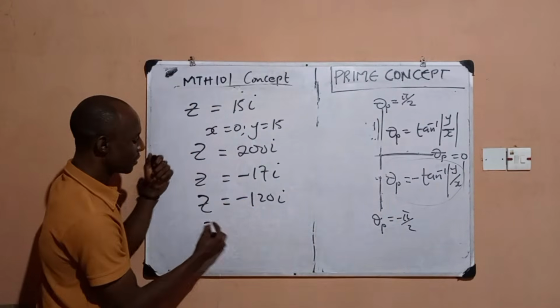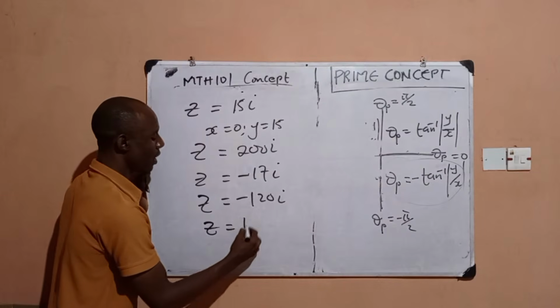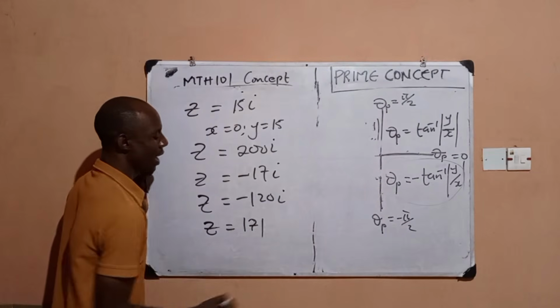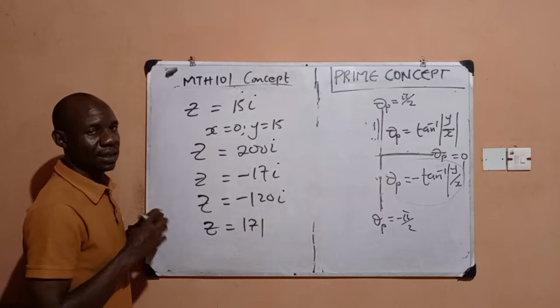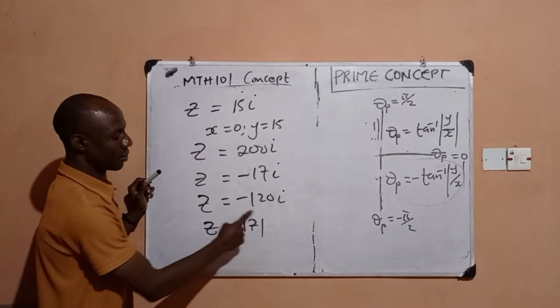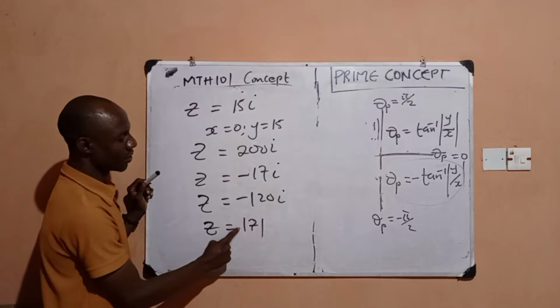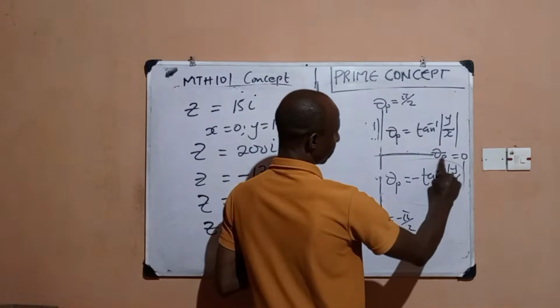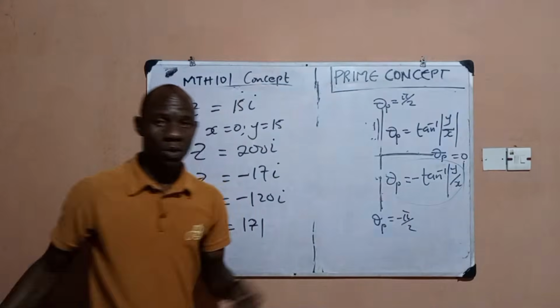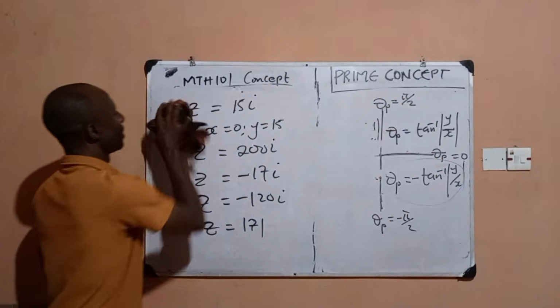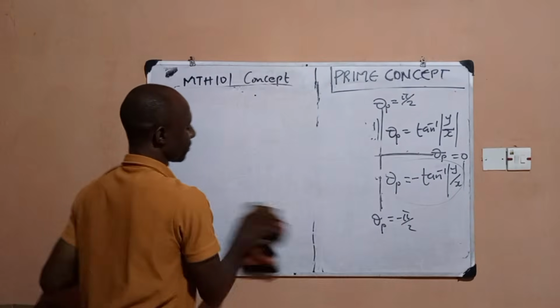What if you now have z equals 171? Only 171. I hope you know this is for x because it's not carrying i, so this is x. And which kind of x is this? Positive x. So it means your principal argument is 0. So that is what you need to know for principal arguments.